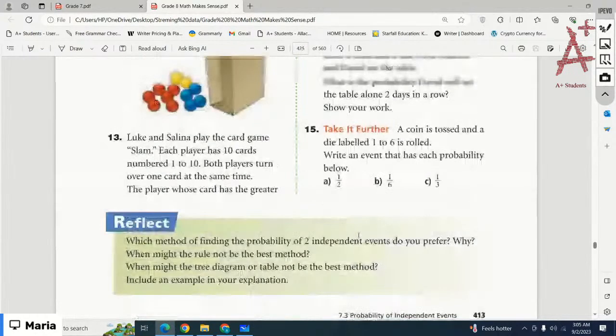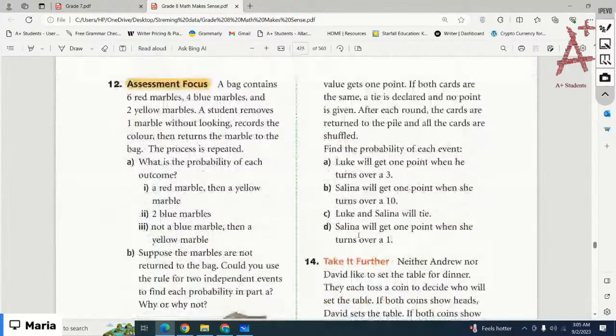Okay, let's go to number 12. A bag contains 6 red marbles, 4 blue marbles, and 2 yellow marbles. A student removes one marble without looking, records the color, then returns the marble to the bag. The process is repeated. What is the probability of each outcome? A red marble, then a yellow marble.